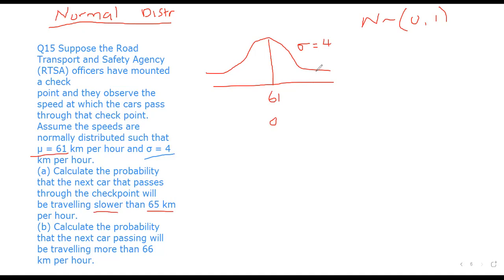So using the number line, identify where the 65 is, which is here. Then slower, which side are we shading, the left or the right? Shading the left, because the left is synonymous to less. So shade until you can't shade anymore. So step two, we have shaded the left. Step three, we standardize. Z is equal to X minus mu over standard deviation. So we need to know what this 65 stands for. So 65 minus 61 over 4.